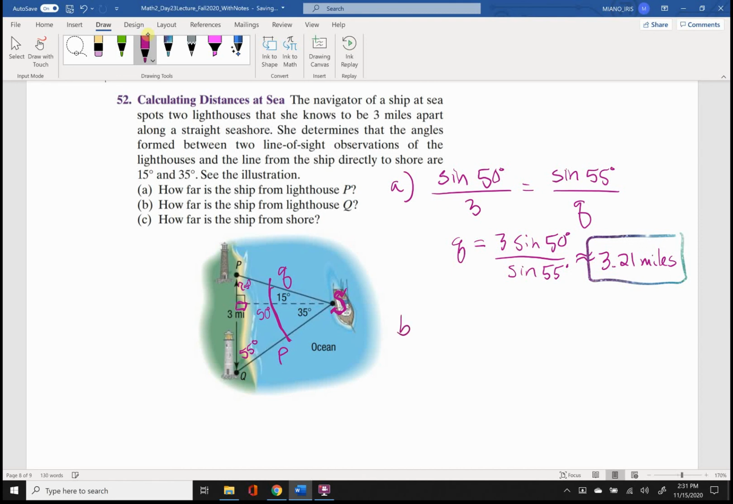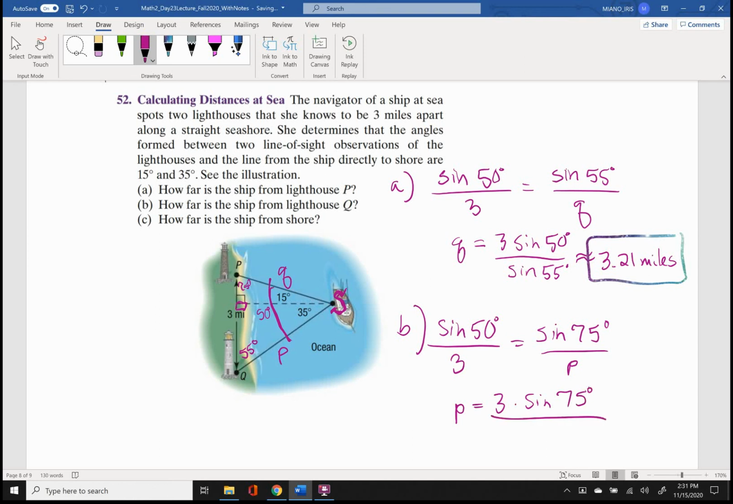Well, that'll be set up in a similar way. Use that same known ratio of sine 50 degrees over 3 and set it equal to the sine of 75 degrees over P. Cross product, solve for P. We'll get P equals 3 times the sine of 75 degrees over the sine of 50 degrees.